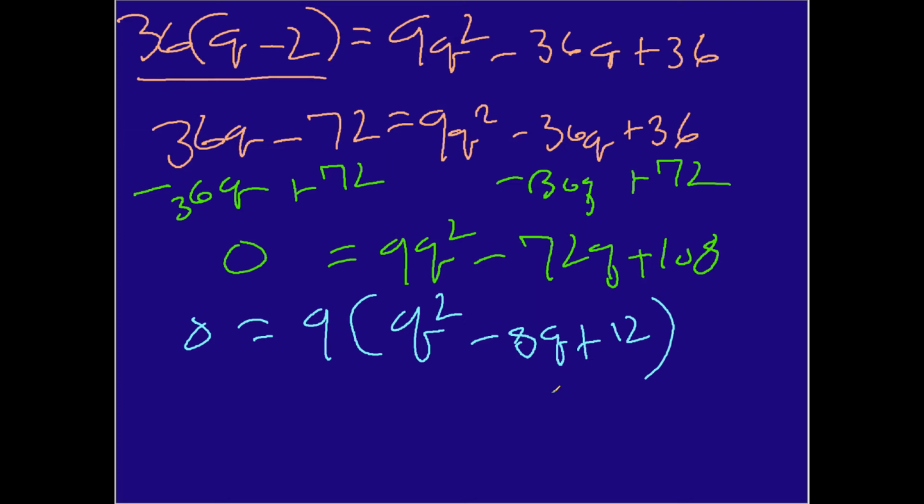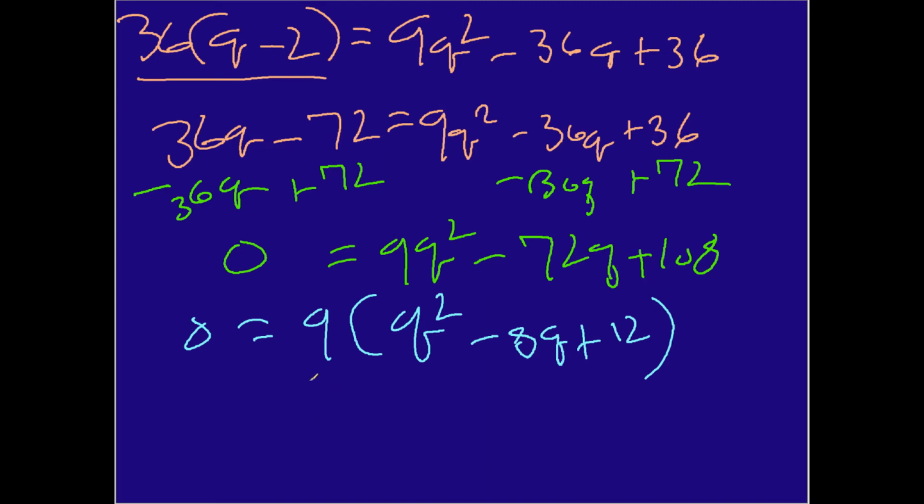Now we could use the AC method if we wanted, but we need to find a number where when I multiply it, I get 12. When I add it together, I get negative 8. And so in my mind, I'm thinking negative 6 and positive 2. And so we're getting close to the final answer here.